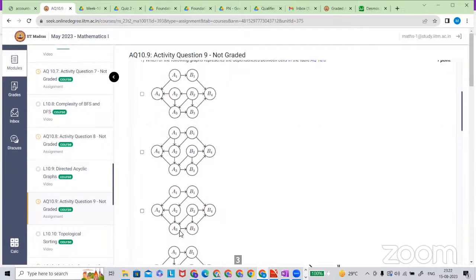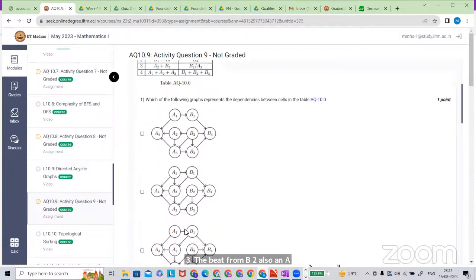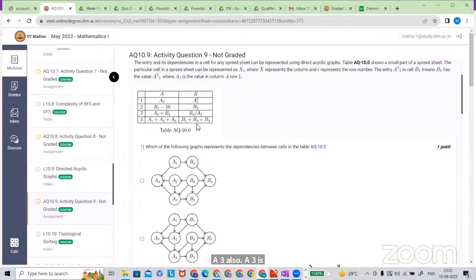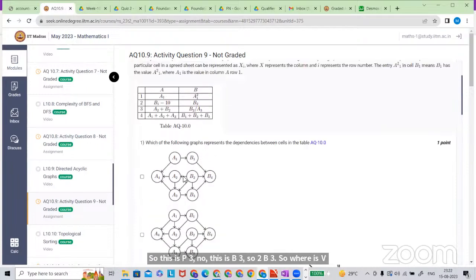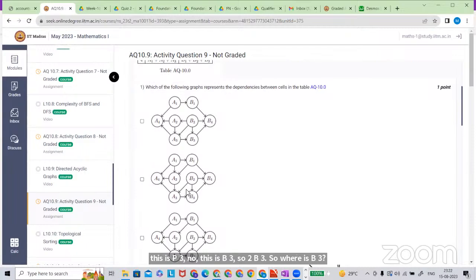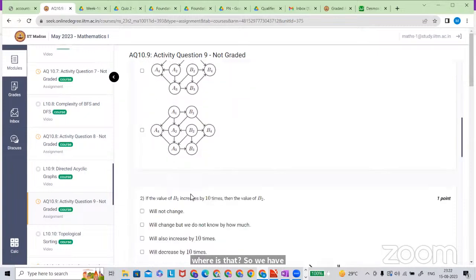Where is A3? So this is B3, no? This is B3. So where is B3? Here is B3, from B2 and also A3. So we have that. Like this, you can verify. Okay, sir. Answer question number 2 and 3.